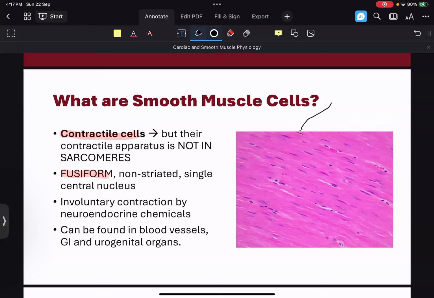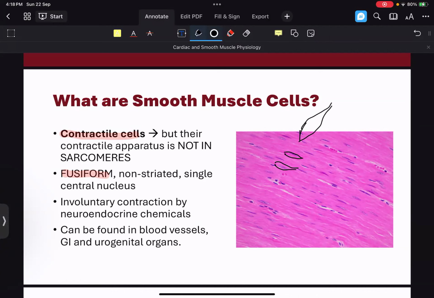It means this wavy shape, and you could see it basically on the histological photo. That's what fusiform means. They're non-striated, so they do not have those dark and light bands. As I said, they have a single central nucleus. They undergo involuntary contraction by neuroendocrine chemicals.